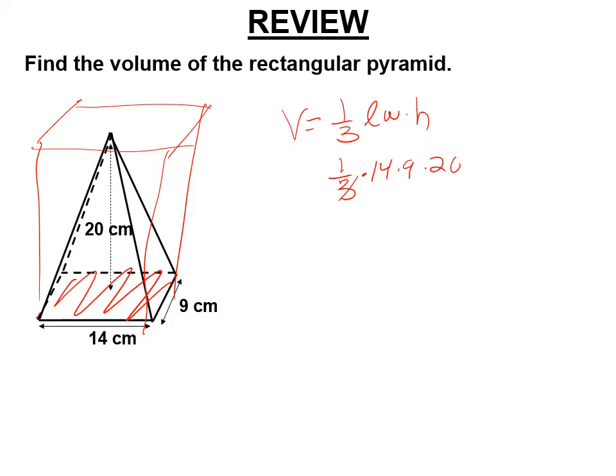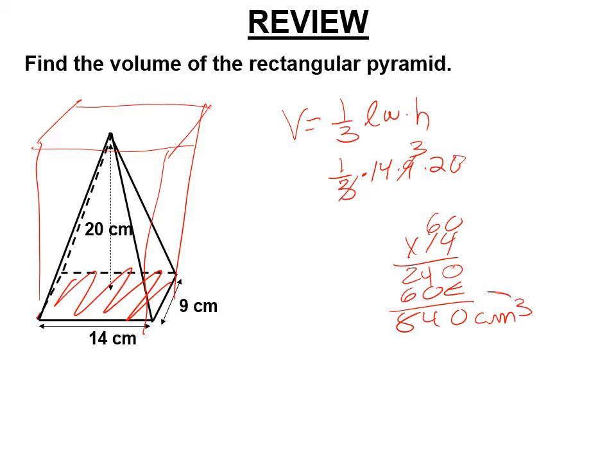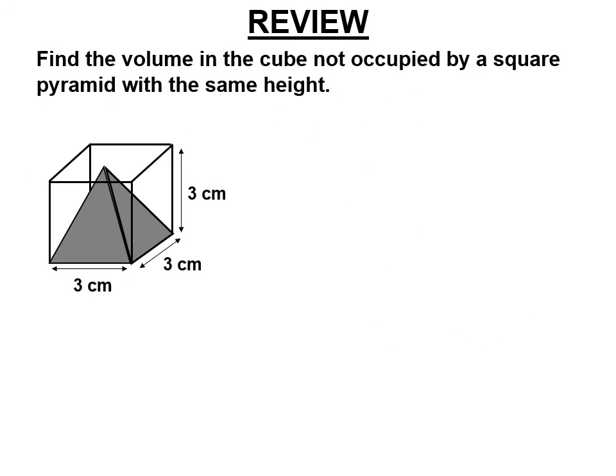We can cancel this 3 with anything. I'm going to cancel with the 9. I'm going to do 3 times 20 first, so I can do one calculation, 60 times 4. 4 times 0, 4 times 6. Step over 1 times 60. And I'm getting 840 cubic centimeters for the volume of this pyramid. Pyramids are 1/3 the size. Just like what else? Cones. All right, let's find the volume in the cube not occupied by a square pyramid with the same height.